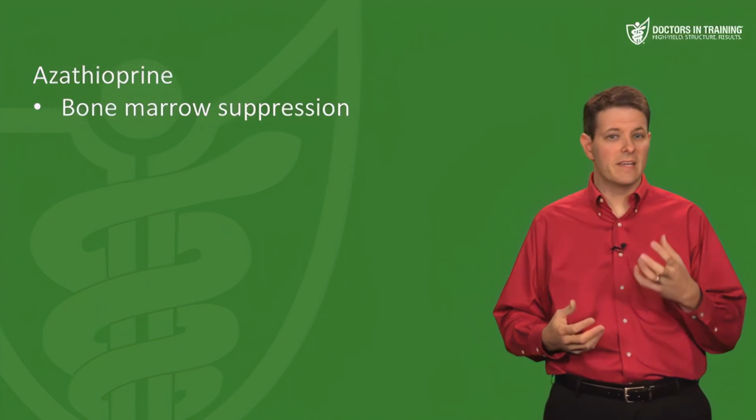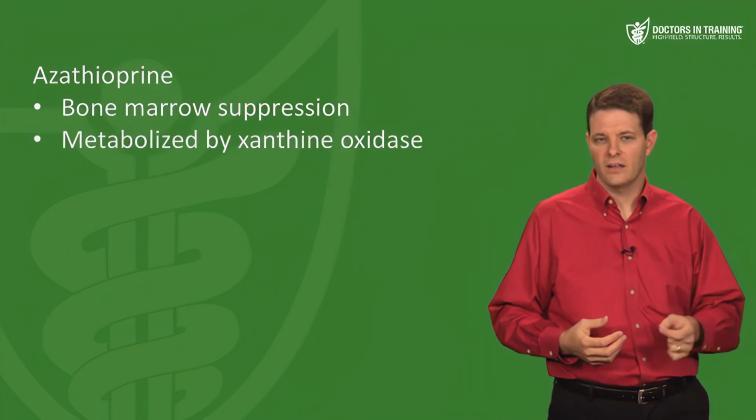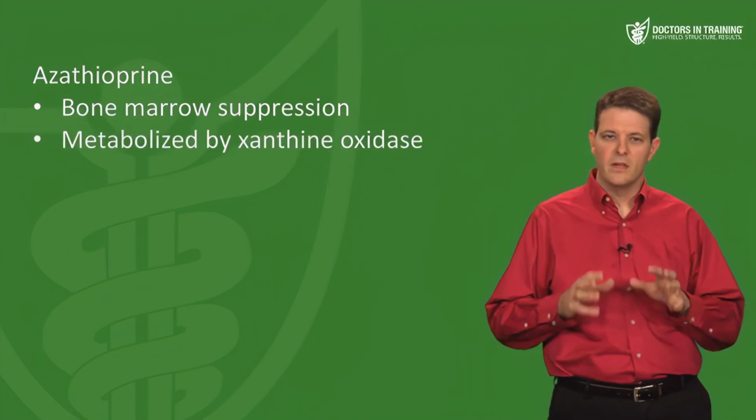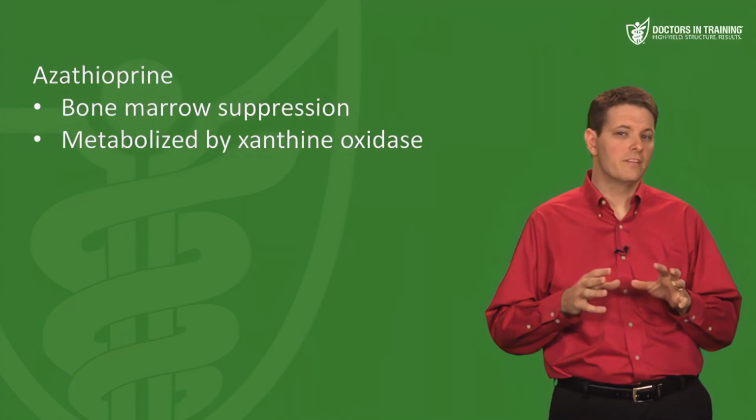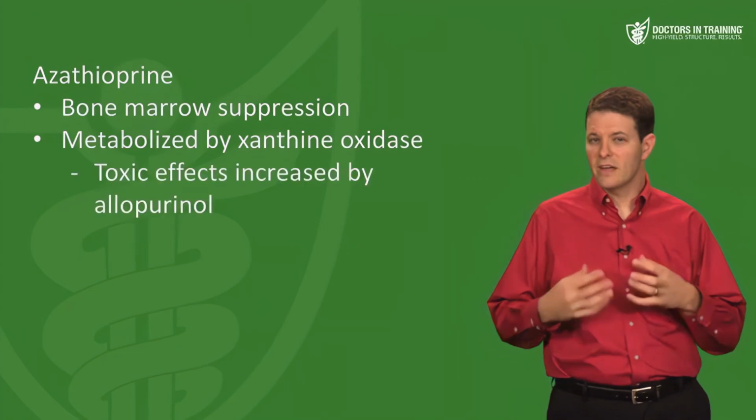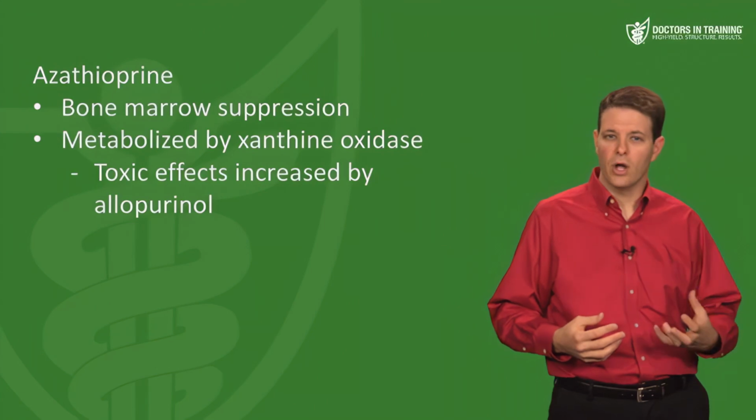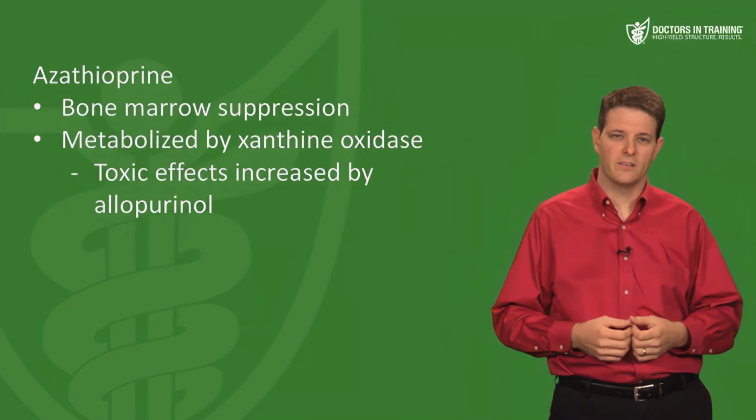And 6-MP, which is the active metabolite, is ultimately metabolized by the enzyme xanthine oxidase. And make sure you know that enzyme. Xanthine oxidase metabolizes both 6-MP and azathioprine. So the toxic effects of azathioprine can be increased if you're taking the gout drug allopurinol, which inhibits xanthine oxidase.